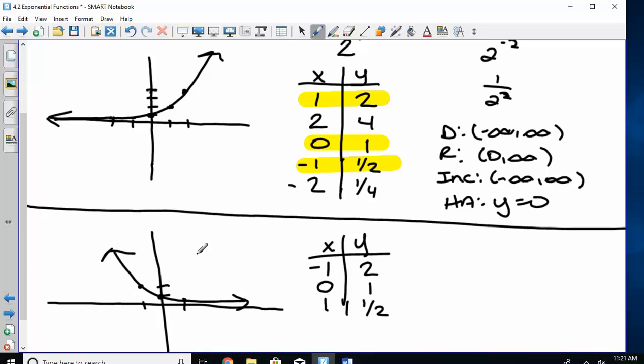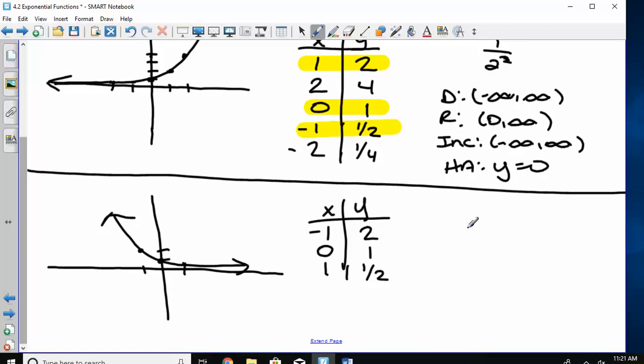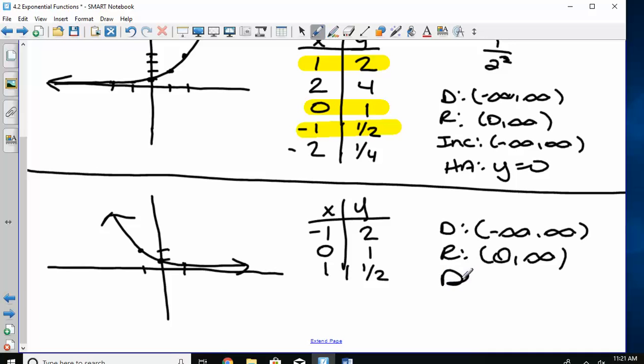So our graph looks like this. Domain. Range. 0 to infinity. 0 gets parentheses because you never actually hit 0. Is this function increasing or decreasing? Decreasing from negative infinity to positive infinity. Any asymptotes?